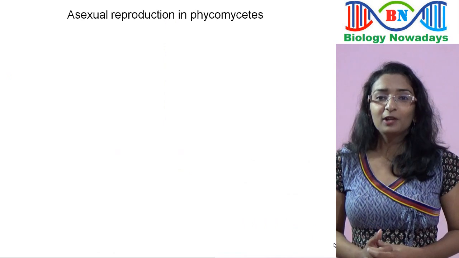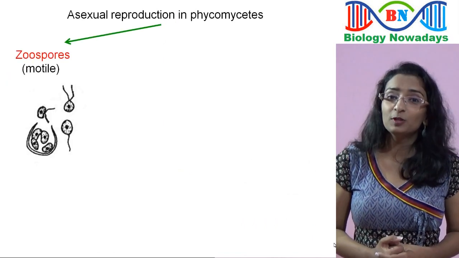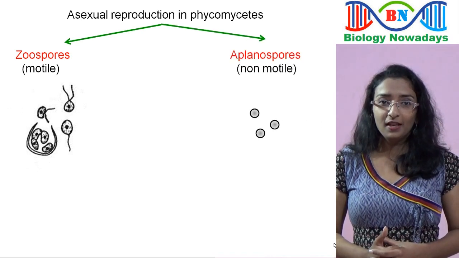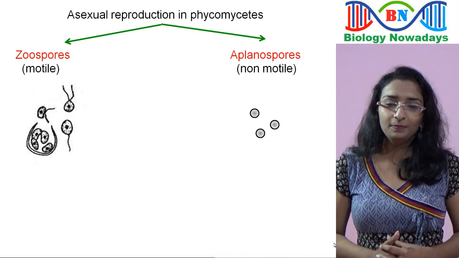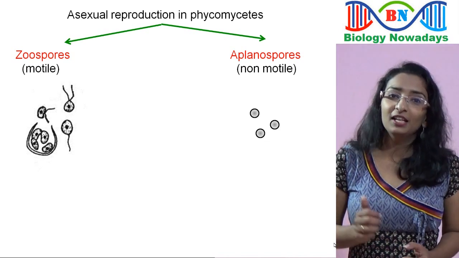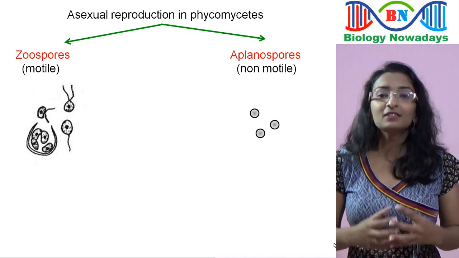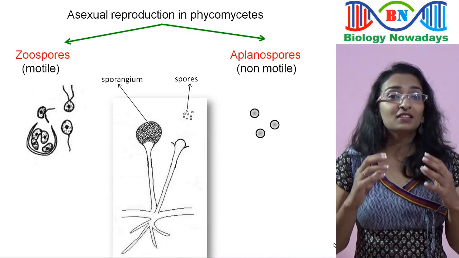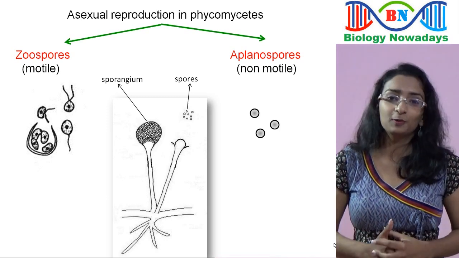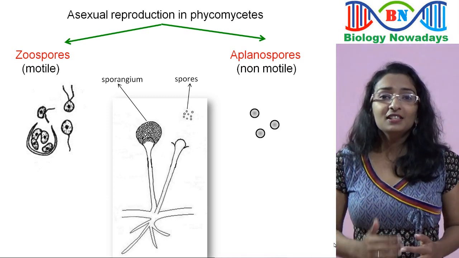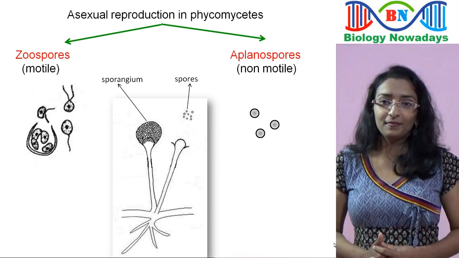Asexual reproduction in Phycomycetes involves production of asexual spores such as zoospores and aplanospores. Zoospores are motile, while aplanospores are non-motile. Spores are formed endogenously, meaning produced inside a structure called sporangium. When the spores mature, the sporangium breaks open and releases all spores. And each spore will germinate into an individual fungal hypha.